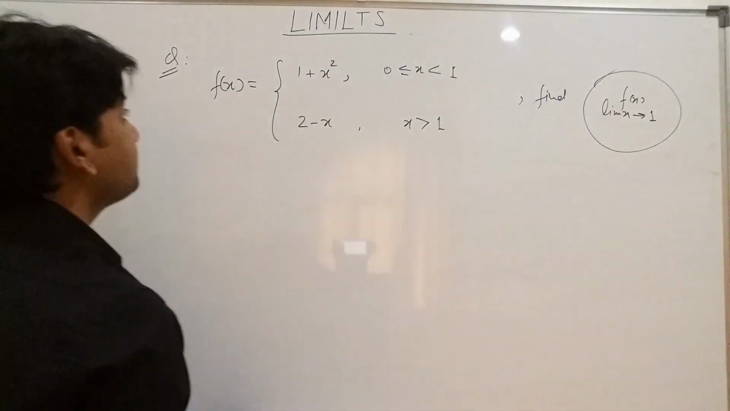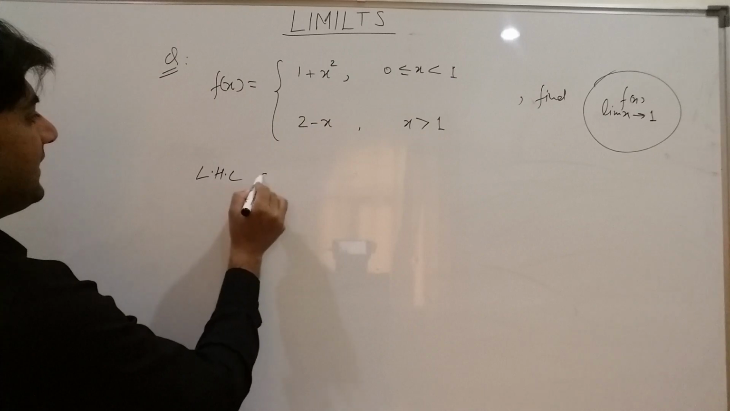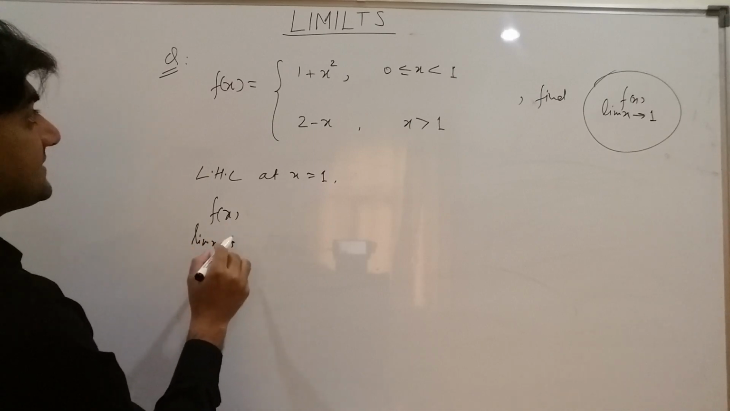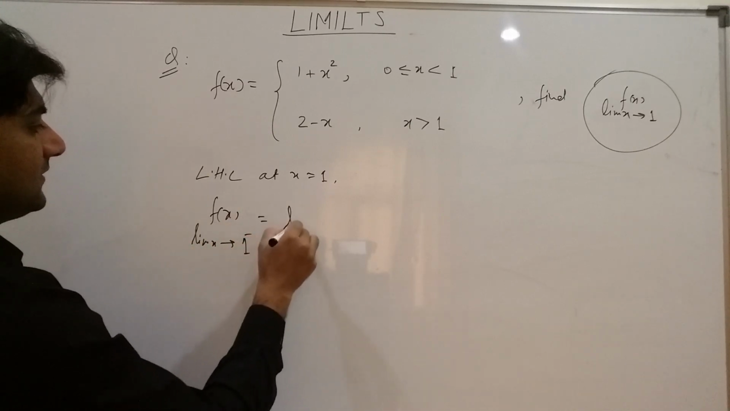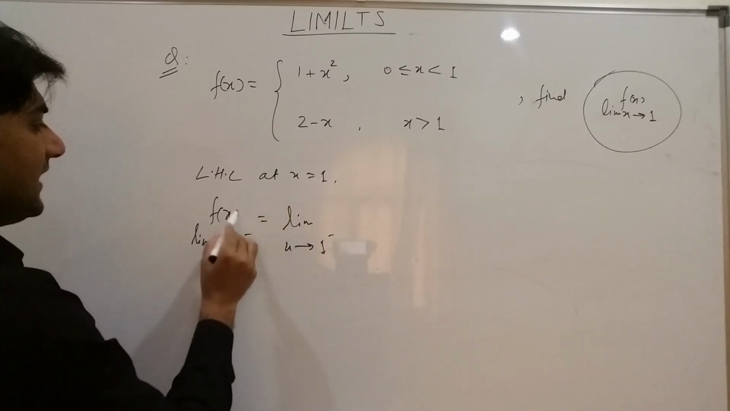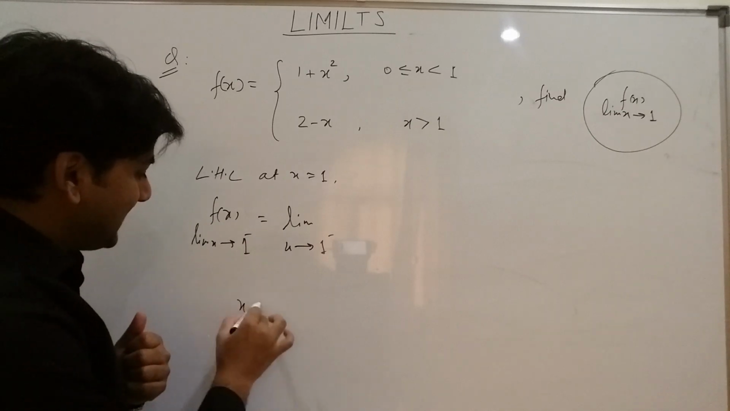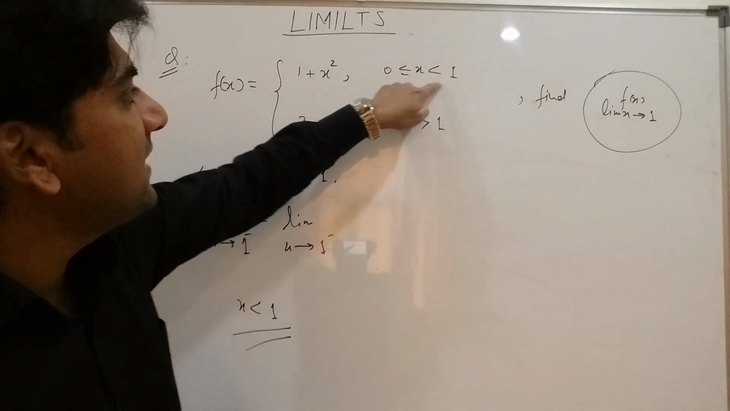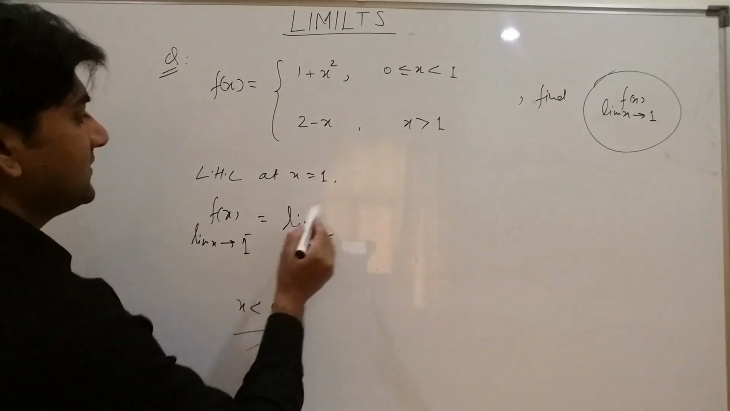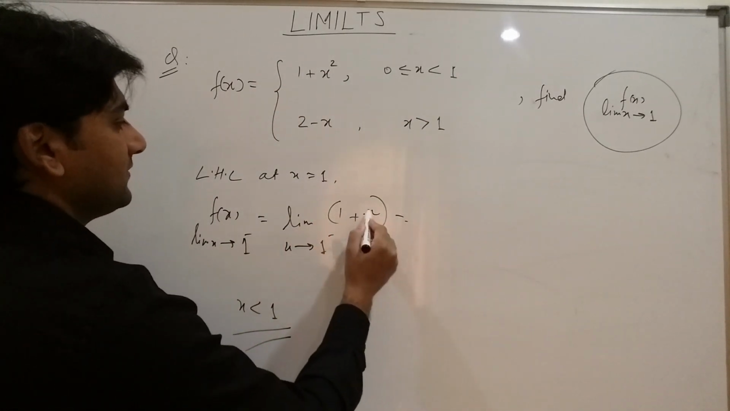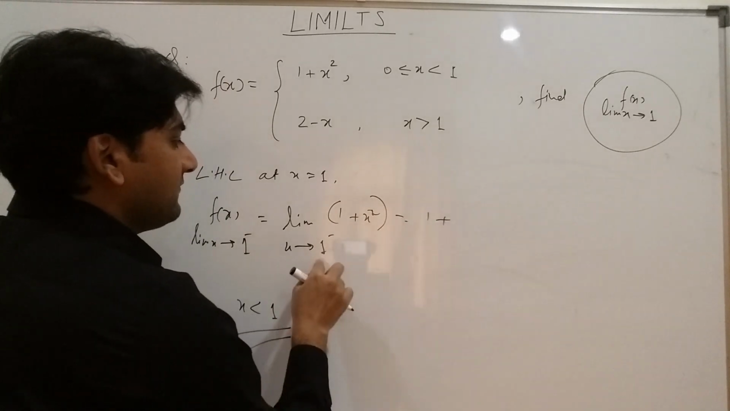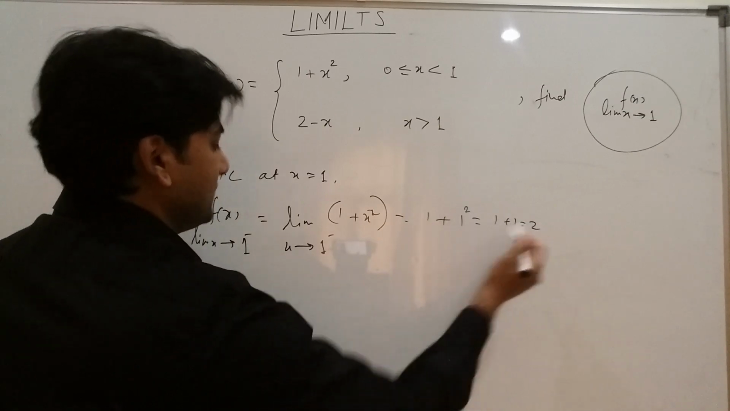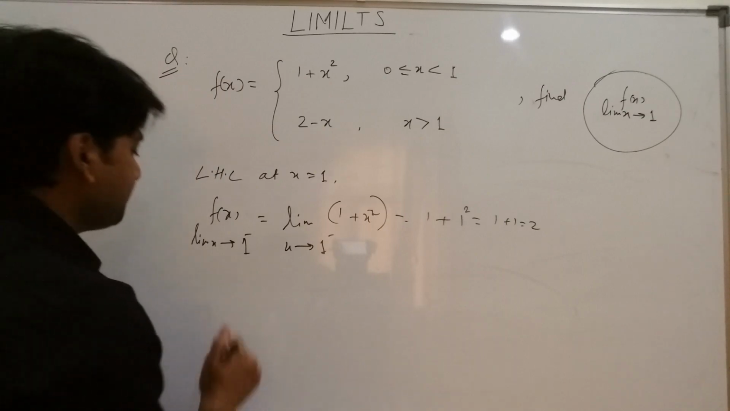Now we need to find the left hand limit as well as the right hand limit. So let us understand. Left hand limit at x equal to 1. So f of x, limit x tends to 1 negative, and the function we have to decide. 1 negative means x less than 1, right? Left of 1. So x less than 1, which function we have to use? This one or this one? This one, this function, 1 plus x square. Now 1 negative means the limiting value you have to put is 1 here. So this is 1 square, so 1 plus 1, which is 2. Okay, so left hand limit we got 2.